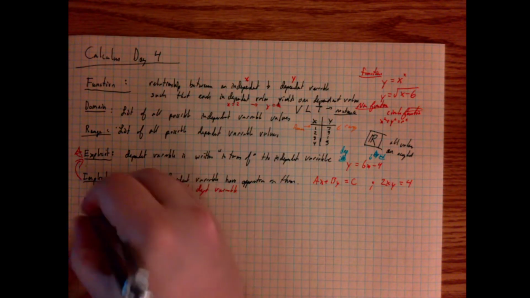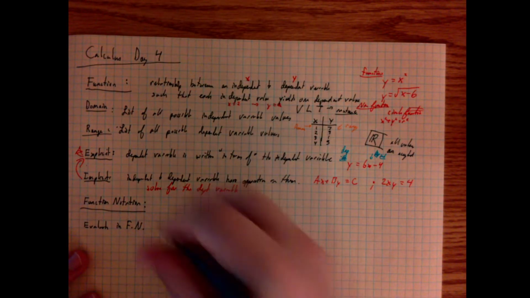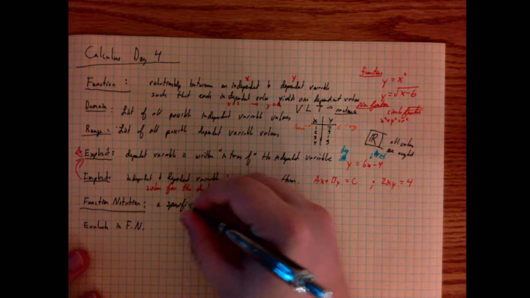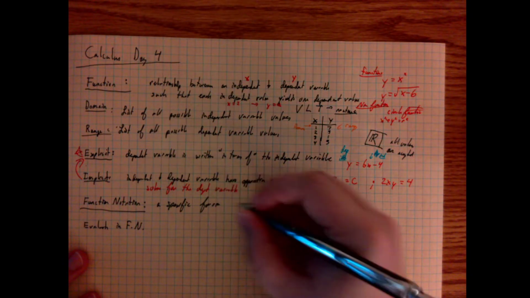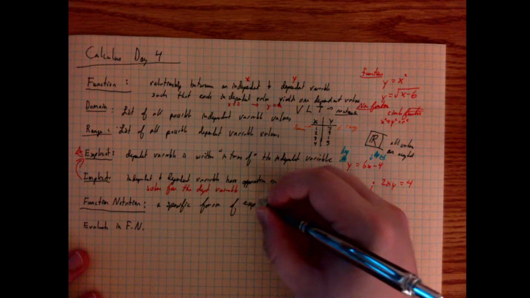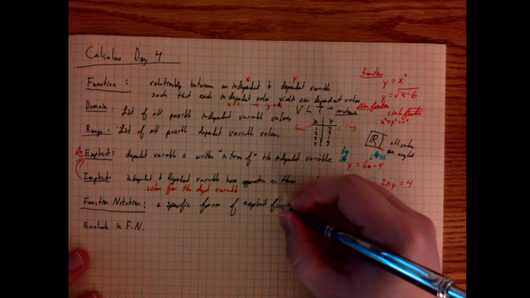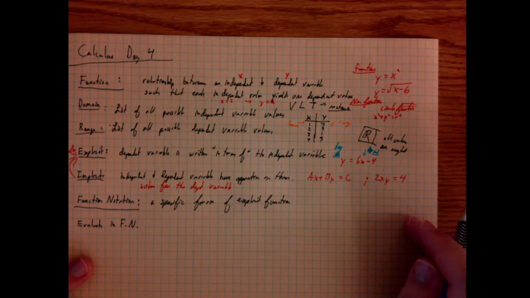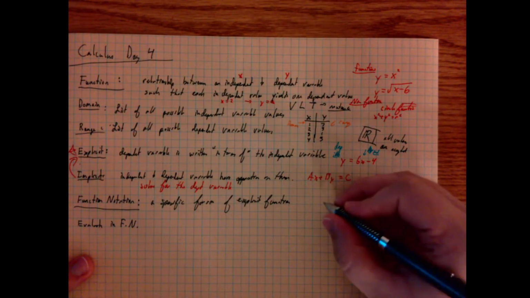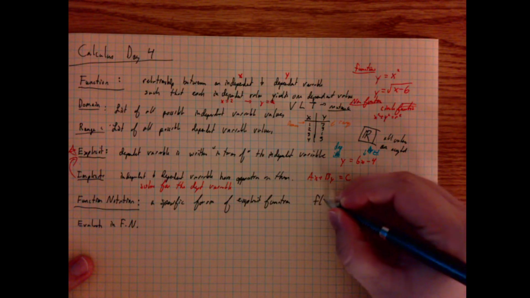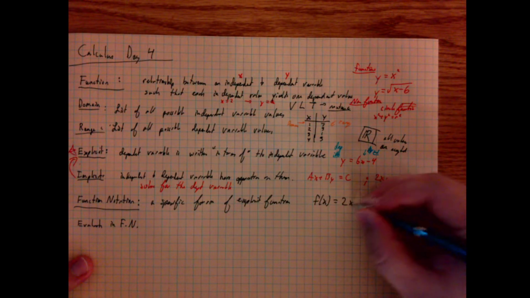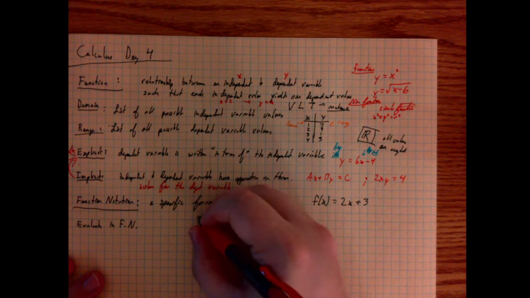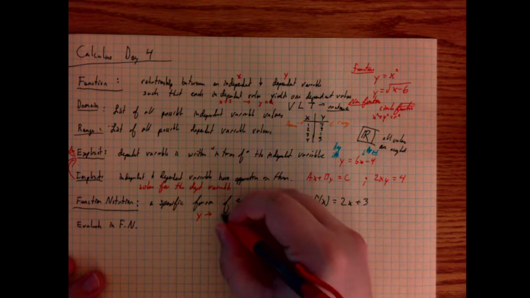Now, function notation is a specific form of explicit functions, where rather than having two variables, you have a functional variable. Examples of this would be like f of x equals 2x plus 3. How do you define function notation? Instead of writing y, you replace y with f of x.